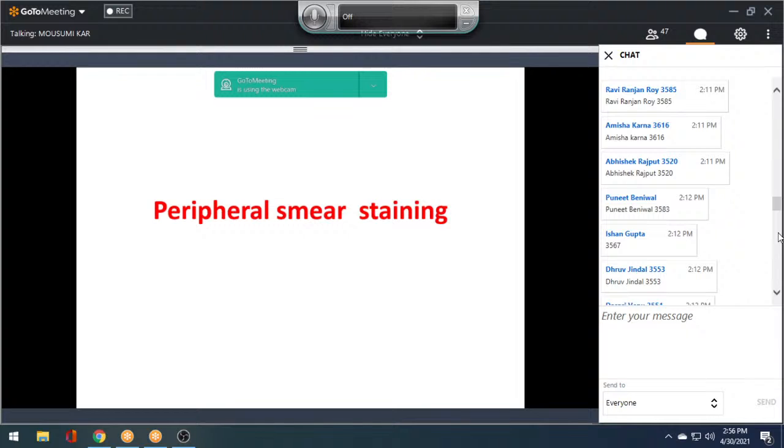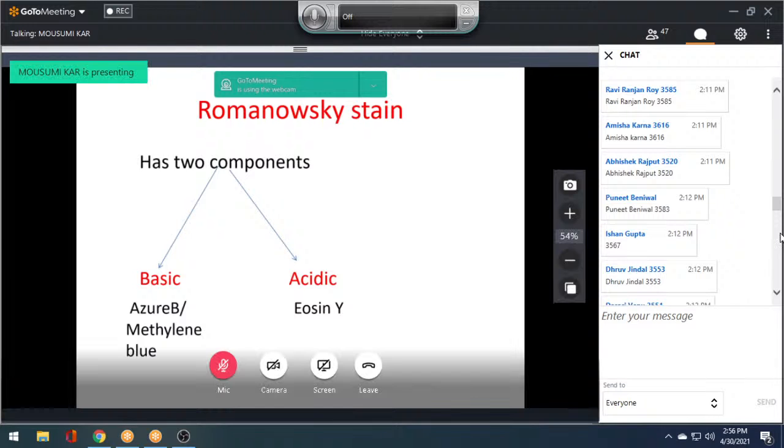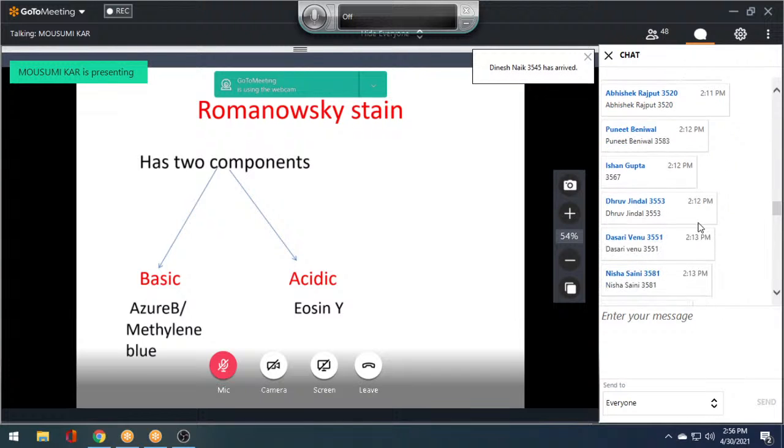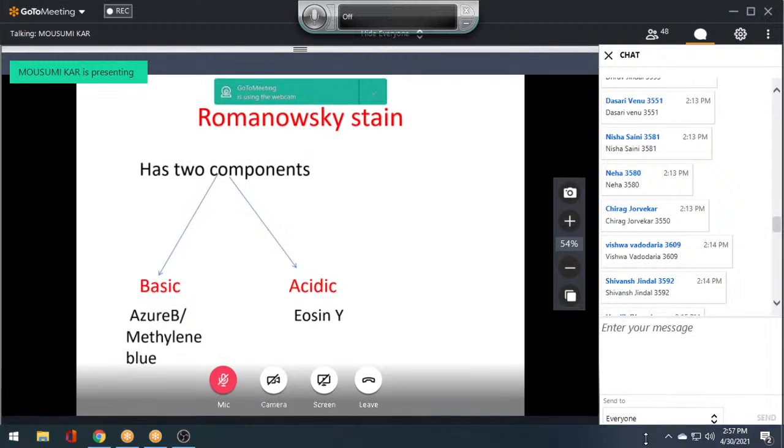Now coming to basic peripheral smear staining, we'll be learning the Romanovsky stain. Basically, Romanovsky is a huge criteria. There are many stains under the Romanovsky stain. If anybody asks you what is the Romanovsky stain, it is a stain which has two components. One is basic, one is acidic. So why do you need a basic and an acidic component? Because opposites attract. The basic part will stain the acid part of the cell.